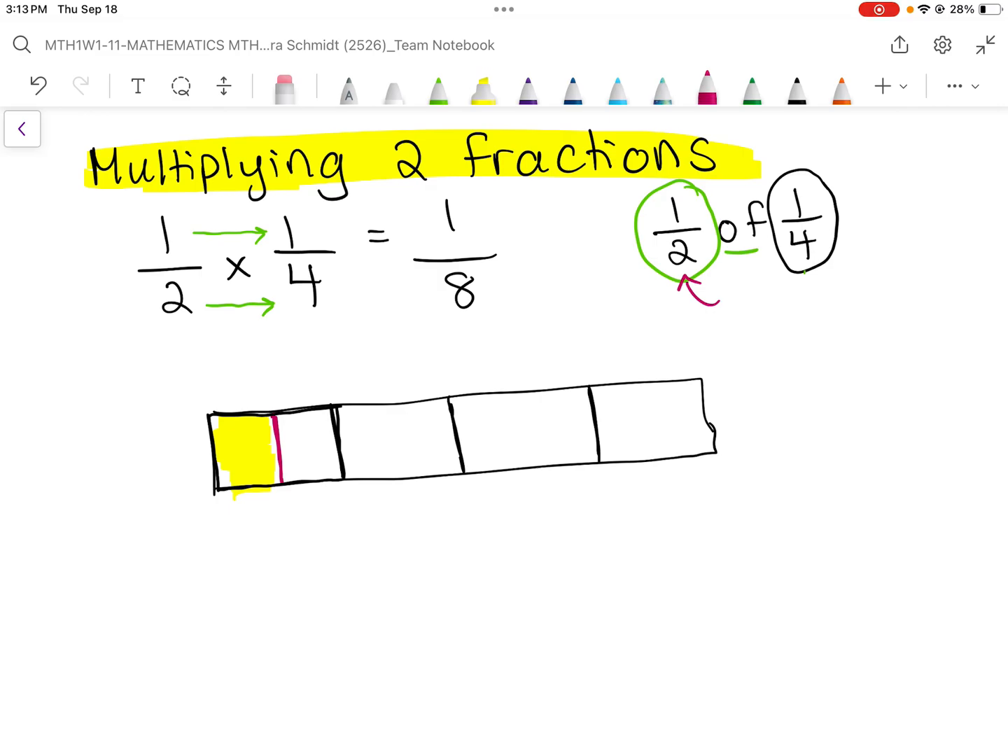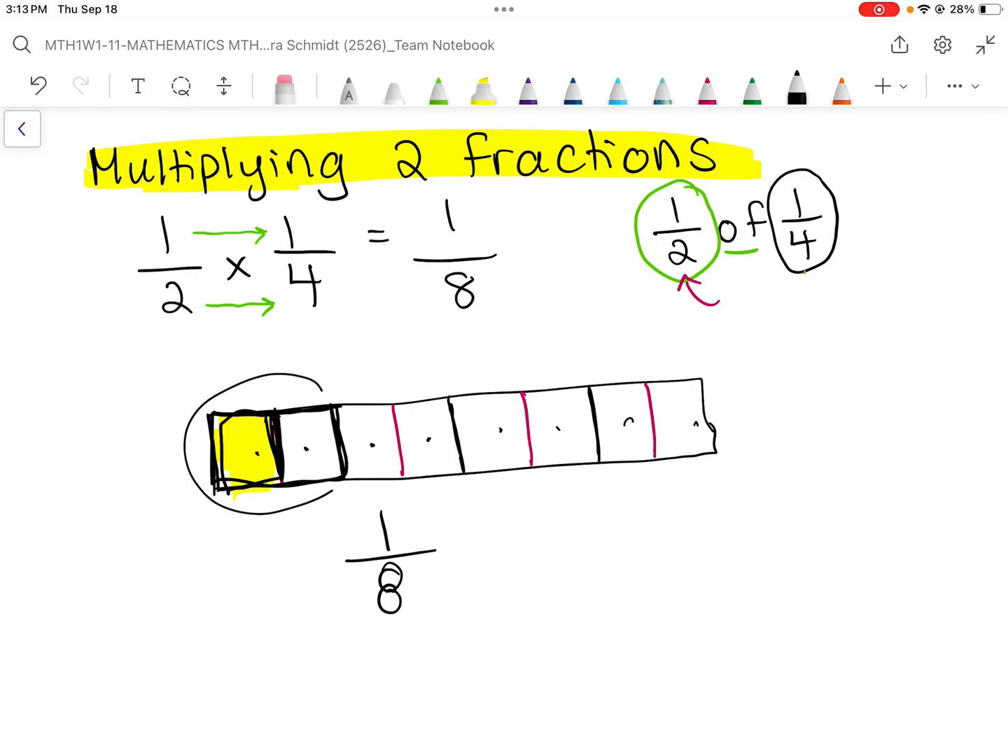But I can't really tell how much that is because all these pieces of the chocolate bar are different sizes. So I need to split these in half too, so I can keep my chocolate bar pieces all the same size. Now I can see my chocolate bar in 1, 2, 3, 4, 5, 6, 7, 8 pieces. And I only get one of those pieces. That's what half of a quarter means. So that's what multiplying fractions is like.